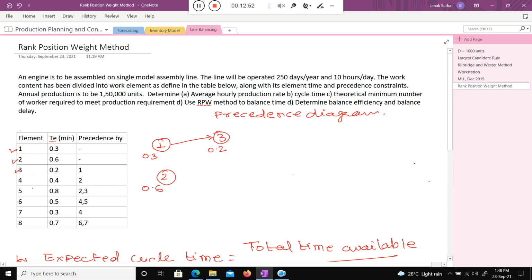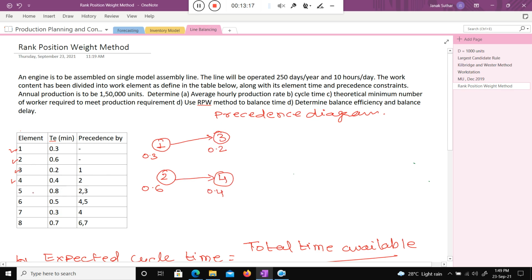Now the next point. When I talk about activity 4, there 2 must be completed, then you can start the 4. So 2 is completed here, I can start the 4. And for 4, what is the element time? That is 0.4.